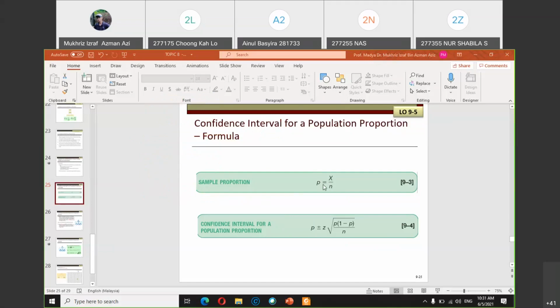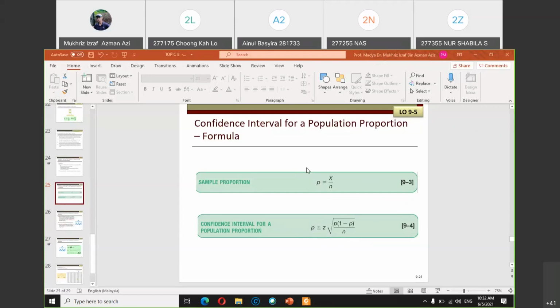Once you obtain the P value, the proportion value, the CI is constructed with this formula. Rather than using X bar plus minus Z multiplied by S over the square root of N, you refer to this formula. The only similarity with the Z distribution just now is the value of Z. If you are using 95% CI, it is still 1.96. If you are using 99% CI, it is still 2.57. But the formula to obtain the CI is based on P.